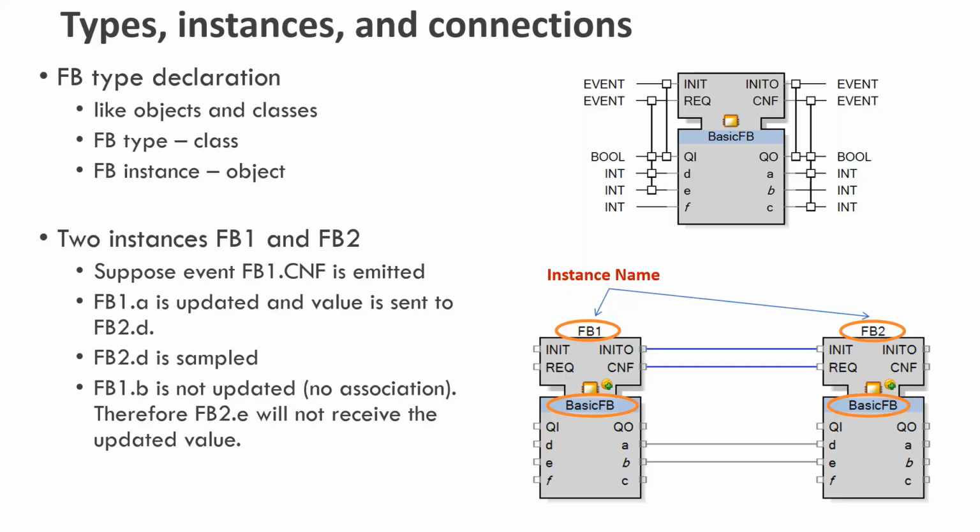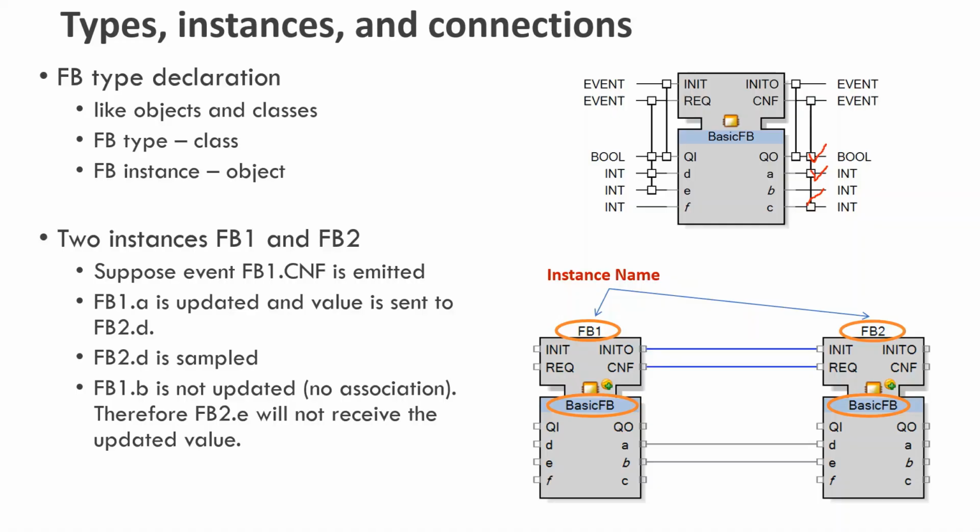But which are the outputs associated with CNF? We go to the type definition and see that there are three of them. There is a QO, there is a B, and there is a C, right? Three data outputs associated with this one output event.